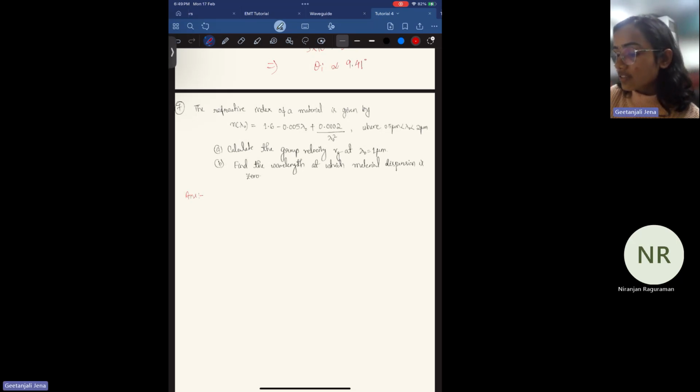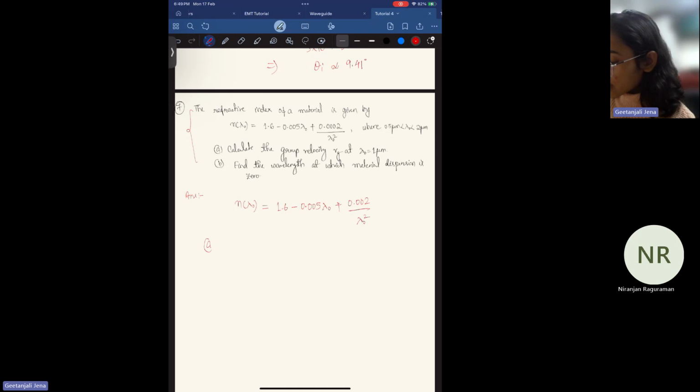So this problem is similar to what we have in question number 1 and 2. It is given n of lambda 0 equals 1.6 minus 0.005 lambda 0 plus 0.0002 lambda 0 square. Calculate the group velocity at lambda 0 equals 1 micrometer, and find the wavelength at which the material dispersion is 0.